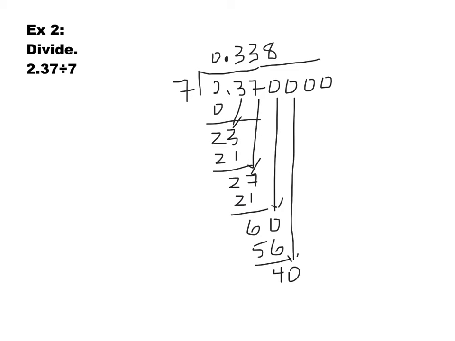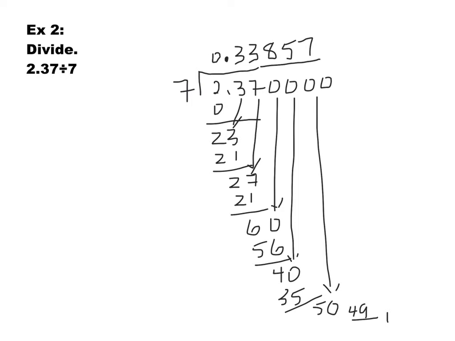Then I bring 0 down again. And 40 divided by 7, I'm going to get 5. 5 times 7 is 35. 40 minus 35 is going to give me 5. Now I can bring another 0 down. And I get 50 divided by 7, which is 7. So I get 49. And 50 minus 49 is going to give me 1.